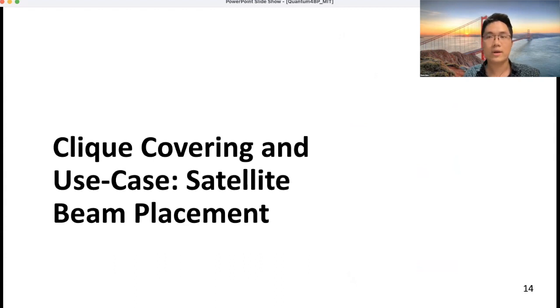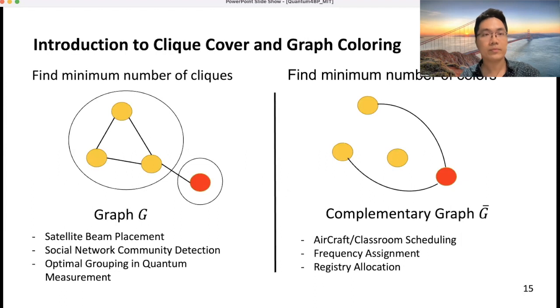Now I will give you a brief introduction to the clique cover problem and the use case of satellite beam placement. Clique cover and graph coloring are complementary problems in graph theory. If you can solve a clique cover problem, you can also solve a graph coloring problem. On the left-hand side is the problem of finding the minimum number of cliques to cover the whole graph. If you take the complement graph of graph G, then finding the minimum number of colors to color the graph G bar is equivalent to finding the minimum number of cliques in graph G. And there are many applications of these formulations.